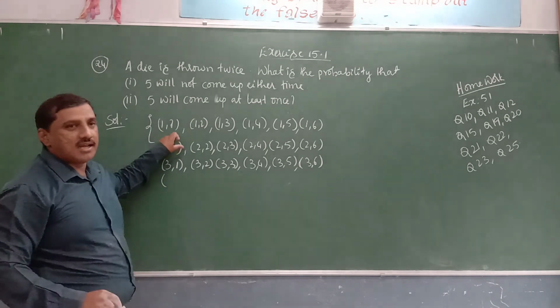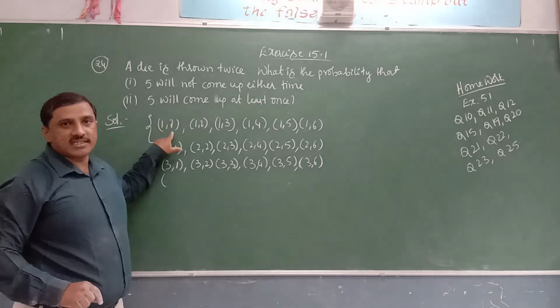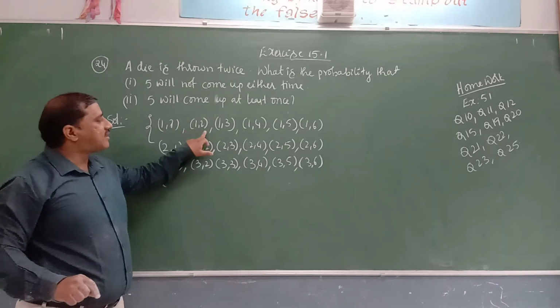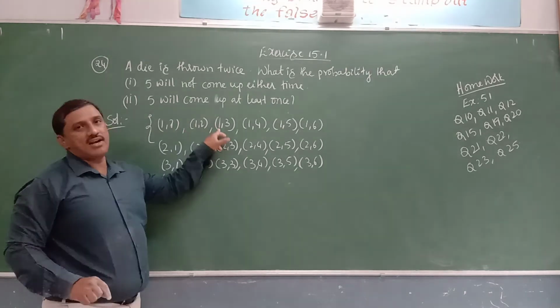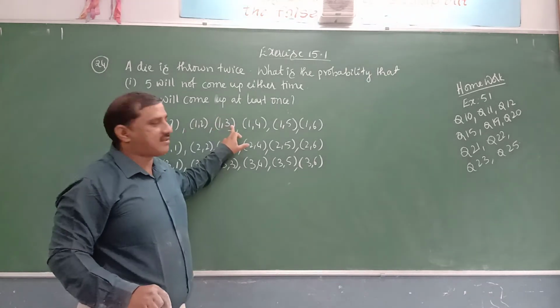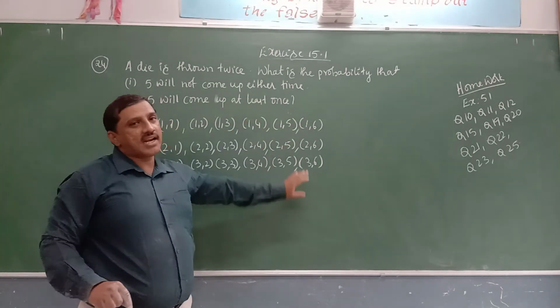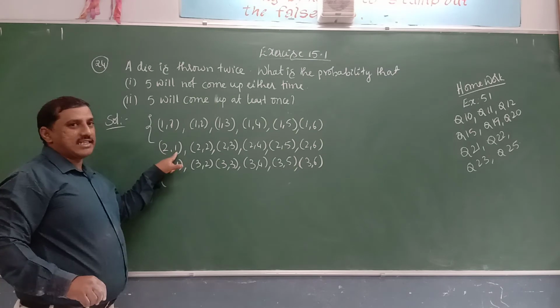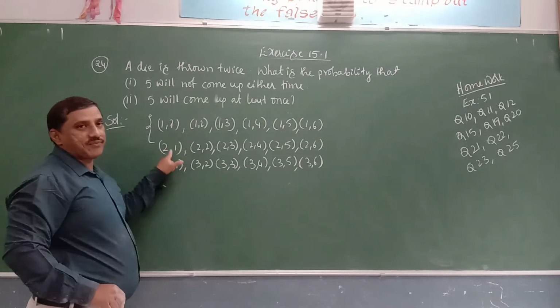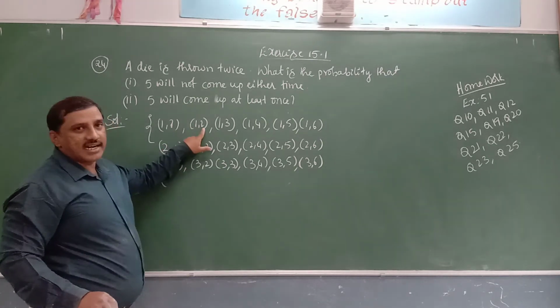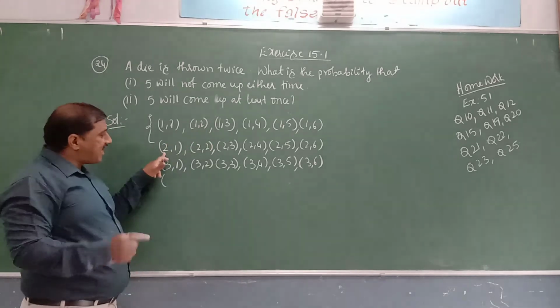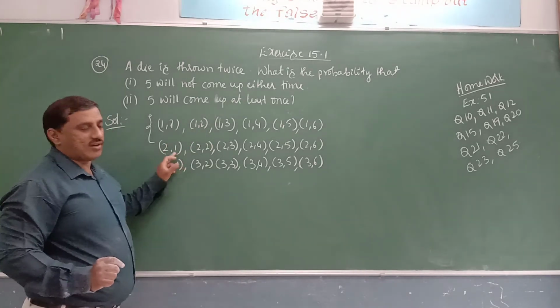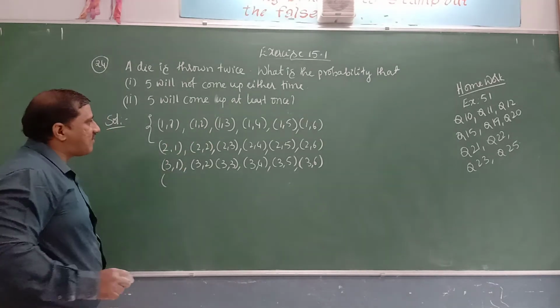1 comma 1 means the first die is 1, the second die is also 1. First die is 1, second die is 2. First die is 1, second die is 3. First die is 1, second die is 4. Like this. Again here, the first die is 2, second die is 1. These two are different: here the first die is 1, second die is 2, and here the first die is 2, second die is 1. Like this, they have different meanings.